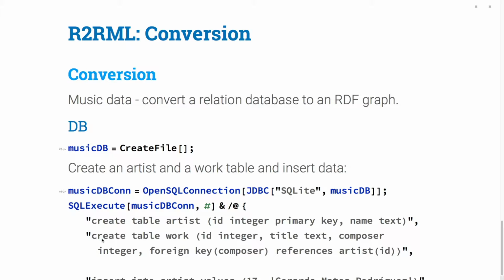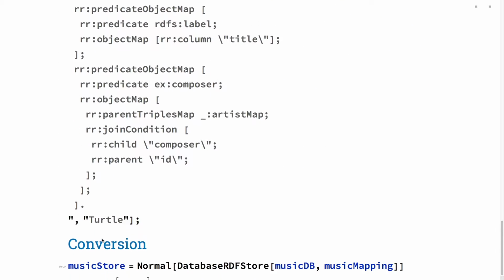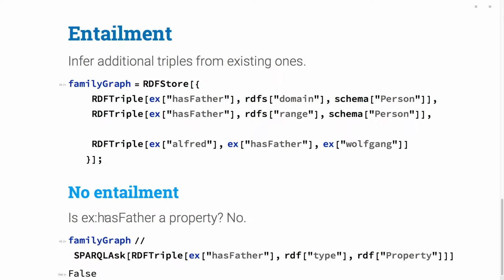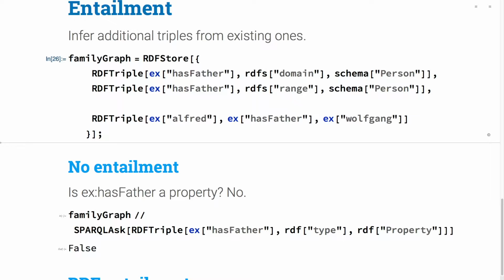And here is another example. But we don't have to go through that. That is one of the future features. Or another interesting future feature is entailment. So let's look at that example.